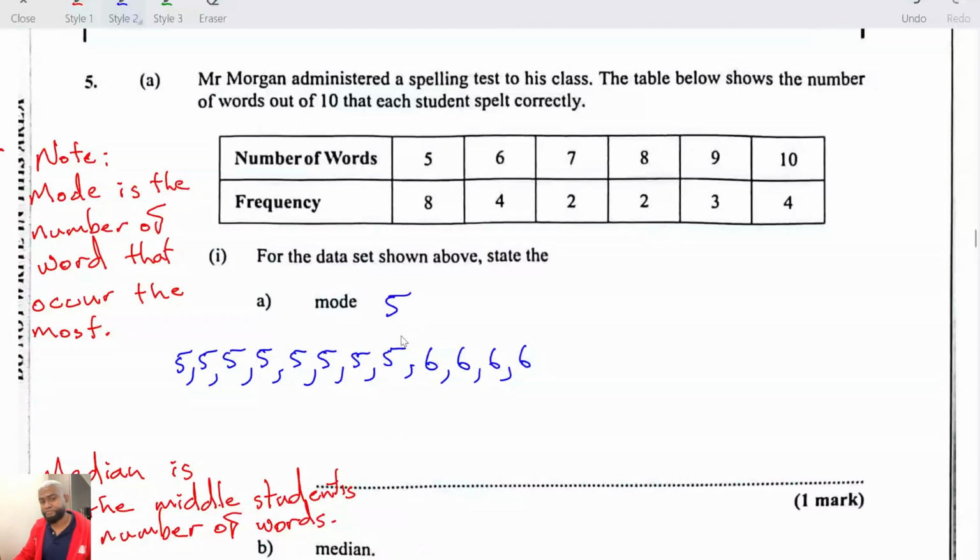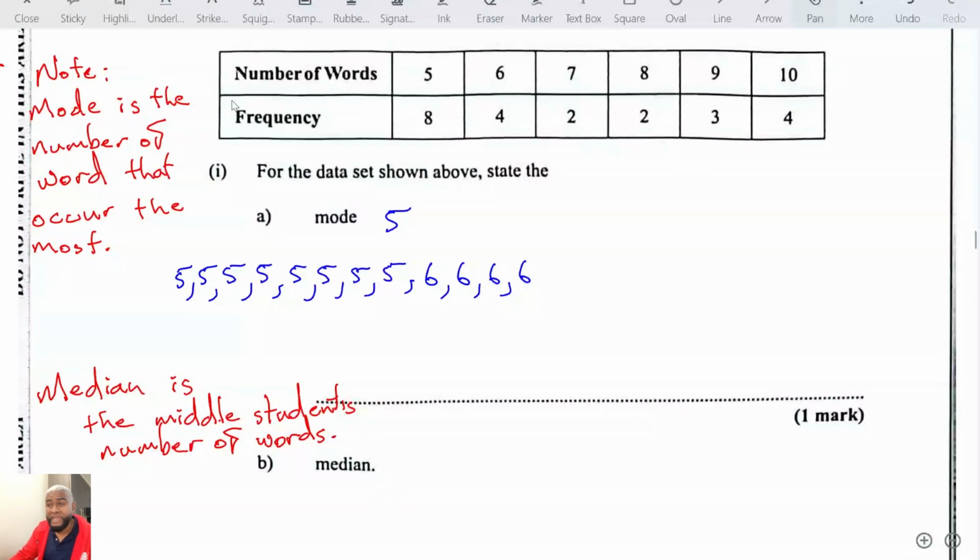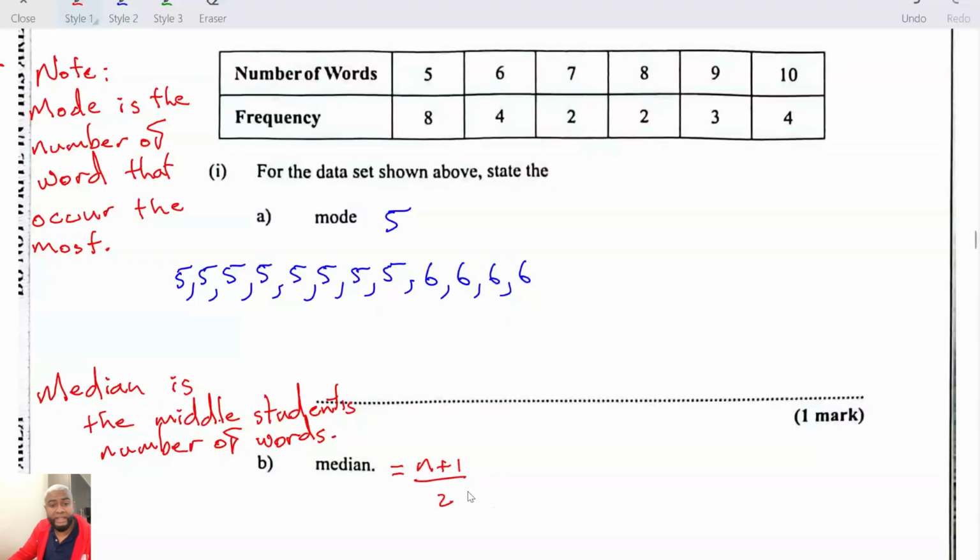Right? Now, median. If I want to find the middle number, how many students do we have in all? We have 8 plus 4 plus 2 plus 2 plus 3 plus 4. They did not give us N above. So median from data that does not have intervals, your median will be equal to N plus 1 divided by 2. That will be the position. This is the median position.